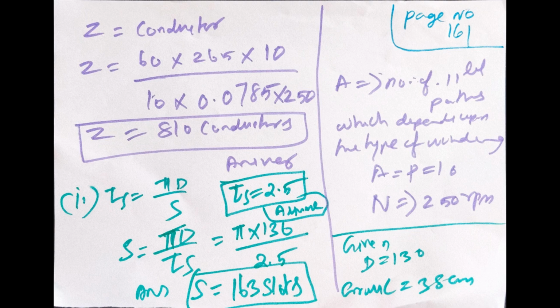That is the answer. Second solution: tau s is equal to pi D divided by S. Tau s, assume 2.5 value. S is equal to pi D divided by tau s. Putting these values, we find S is equal to 163 slots. That is the slots value.